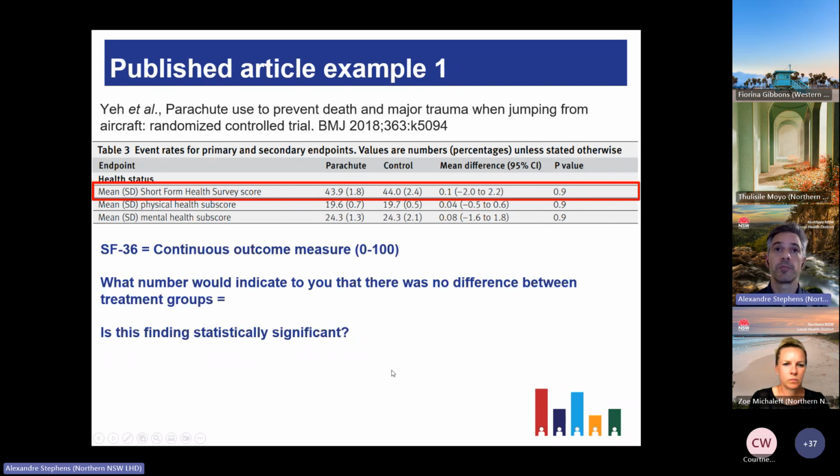So we know it's a continuous measure. And we're going to launch one final poll in this section, which is going to ask, what number do you think would indicate there is no difference between the treatment groups? Is it a 0, a 1, or you can answer, I'm not sure. And then there's a second part to this question, which seems to have worked fine. Based on the constructed 95% confidence interval, remembering whether it incorporates the null value or not, do you think this finding is statistically significant?